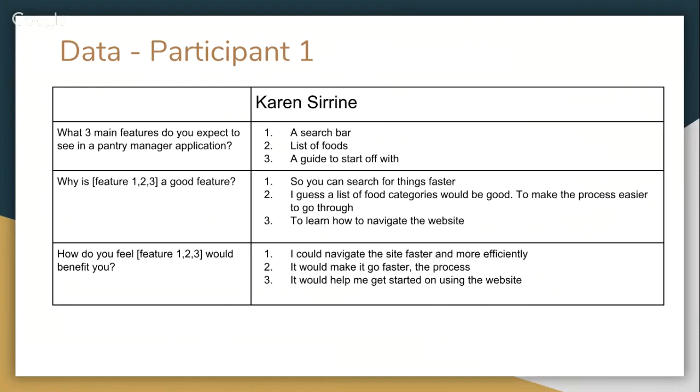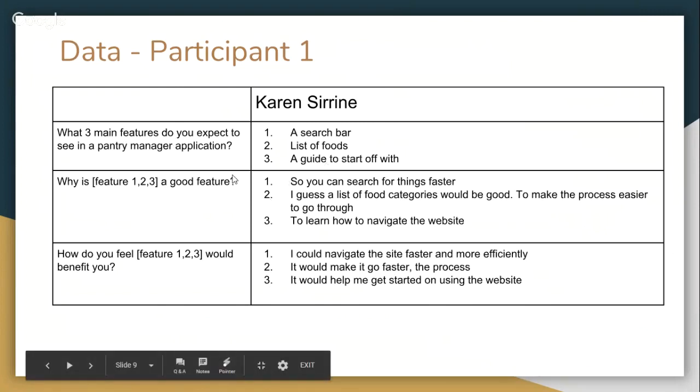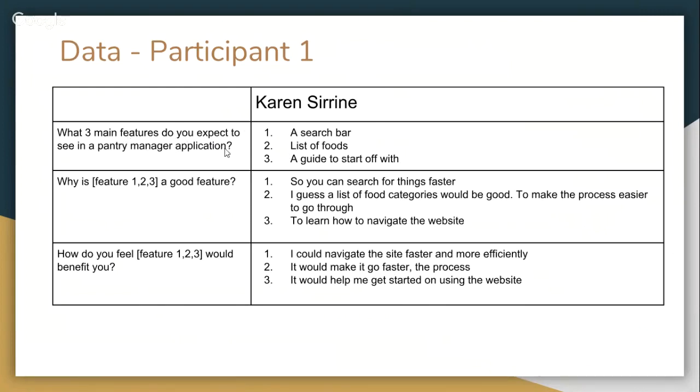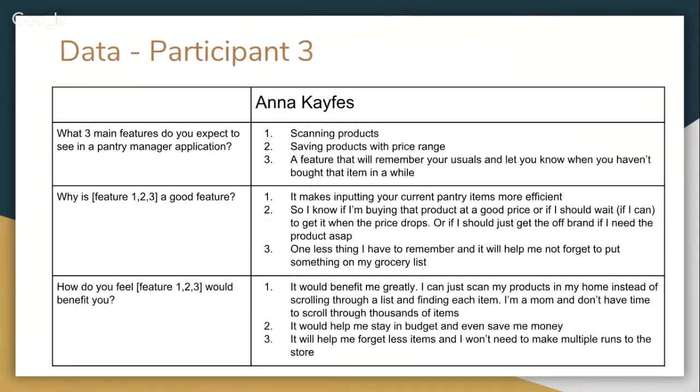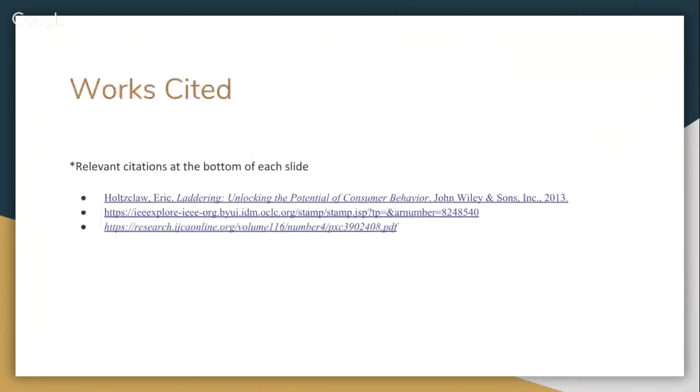Here is our participant data. You can see we have a hierarchical order of how their features played out, the features that they would expect to see in a pantry manager application. We asked follow-up questions for each one, and we ended up doing 3 participant interviews.